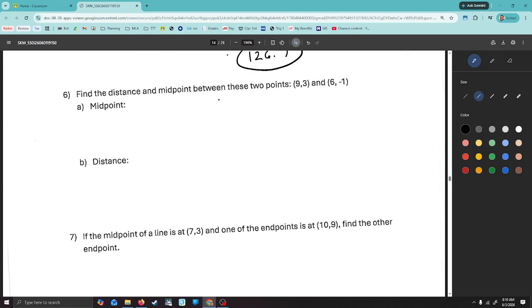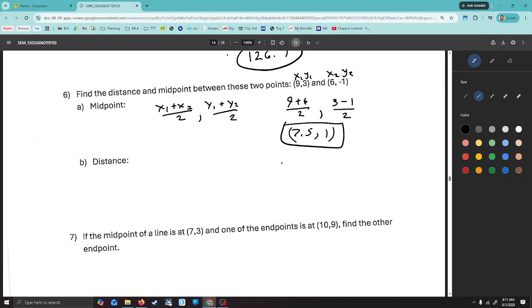All right, this is a midpoint. Define the midpoint. That is x1 plus x2 divided by 2, comma, y1 plus y2 divided by 2. That's the midpoint formula. So remember x1, y1 is the x and y of group 1. x2, y2 is the x and y of group 2. So 9 plus 6 over 2, comma, 3 minus 1 over 2. 15 over 2 is 7.5. 2 over 2 is 1. So the midpoint is 7.5, 1.